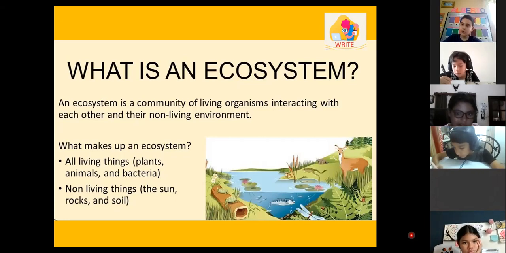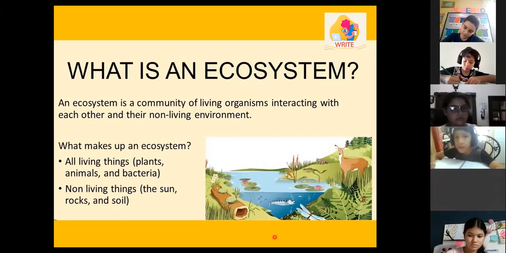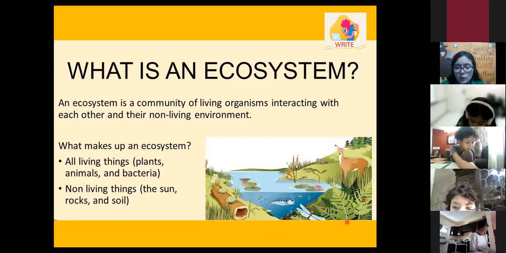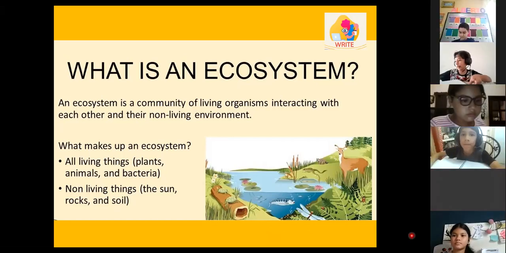Or for example, if you go to Santa Lucia, there is also an example. We can find an example of an ecosystem where living and non-living things interact. There is one park in Santa Lucia, right? So we find some animals, there is water, rocks, trees. So if we start identifying the different things, we find living and non-living things.